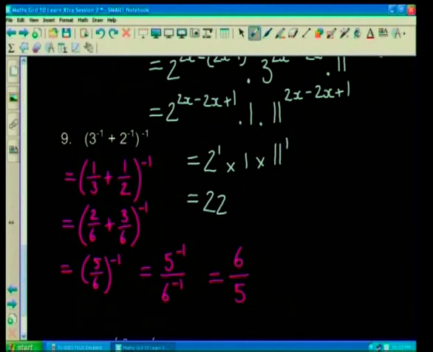Now, a confusing problem can be made easy by just tackling it step by step. Just do everything as you can do it, and you'll find everything else sorts itself out. Let's go on to the next question.